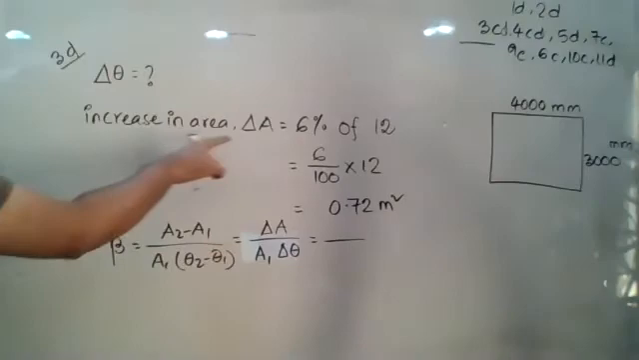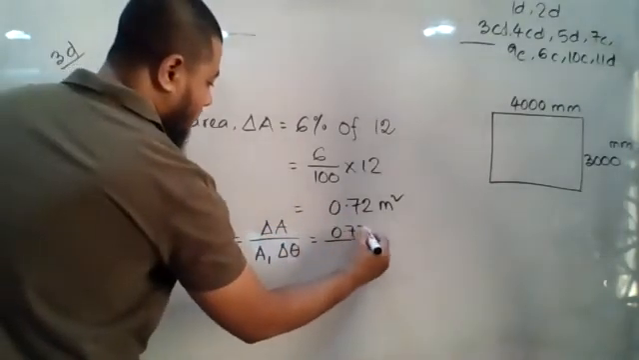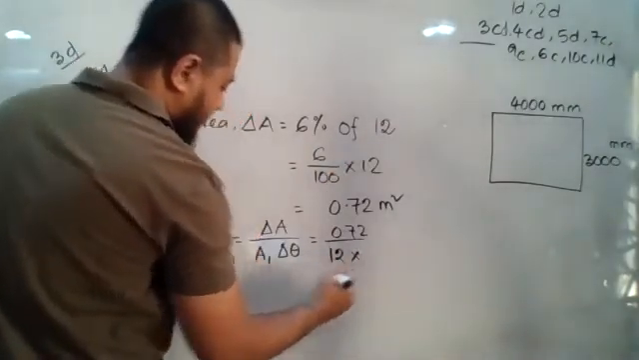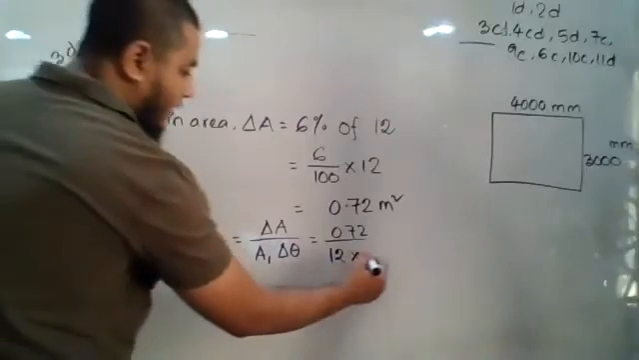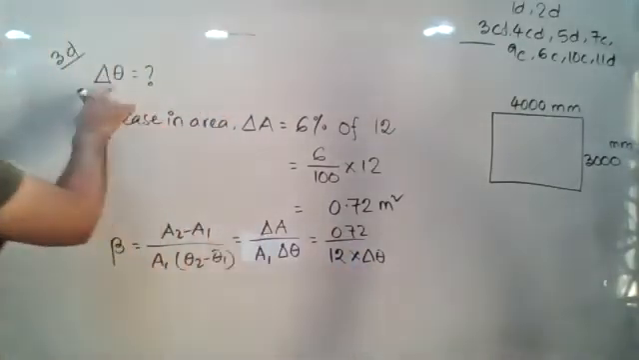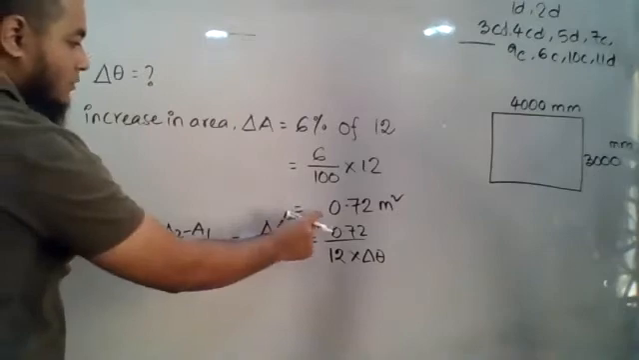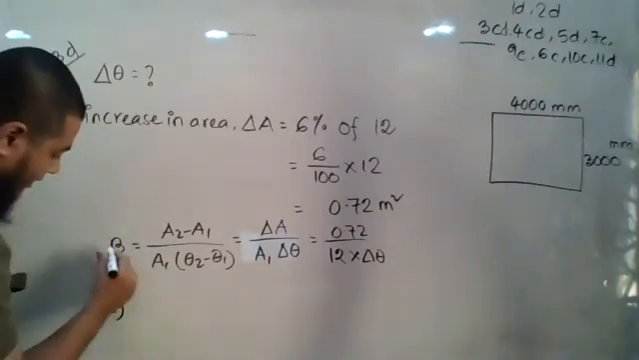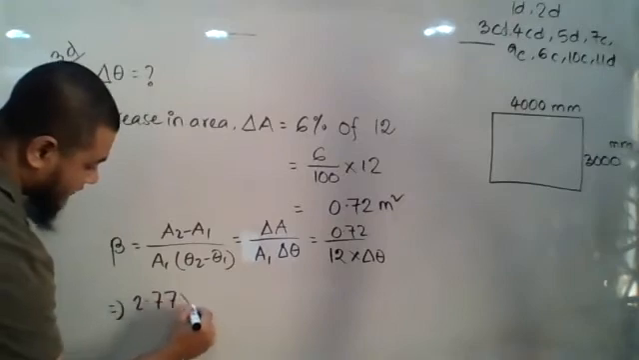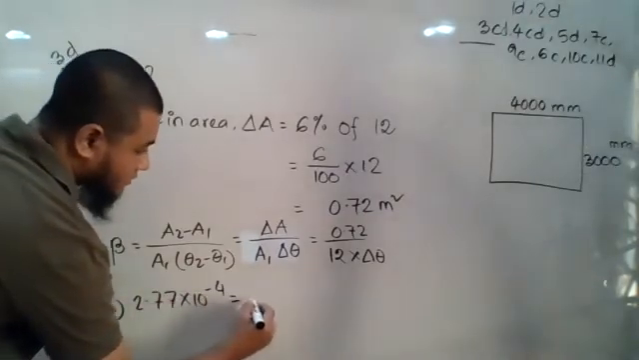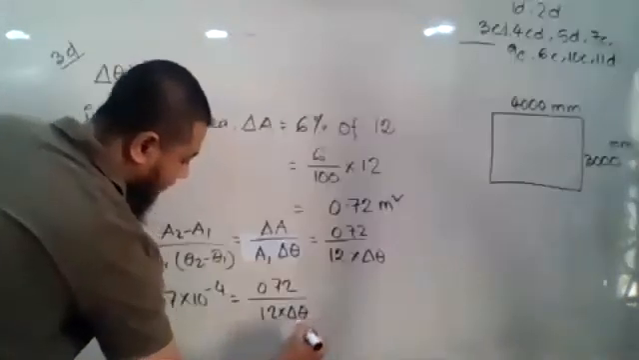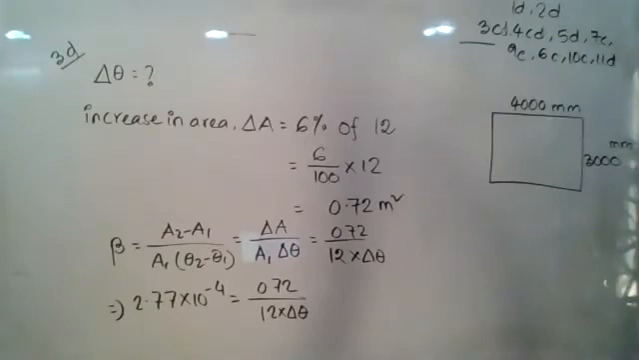So delta A, the change of area, is 0.72 divided by A1. What is A1? A1 is 12, which we calculated in C. And delta theta is something we have to calculate. We do not know what the temperature change will be for this amount of area change to occur. But we know the value of beta here, right? So I can write beta, let's put the value of beta, 2.77 into 10 to the power minus 4, is equal to 0.72 divided by 12 into delta theta. So now we need to cross multiply.